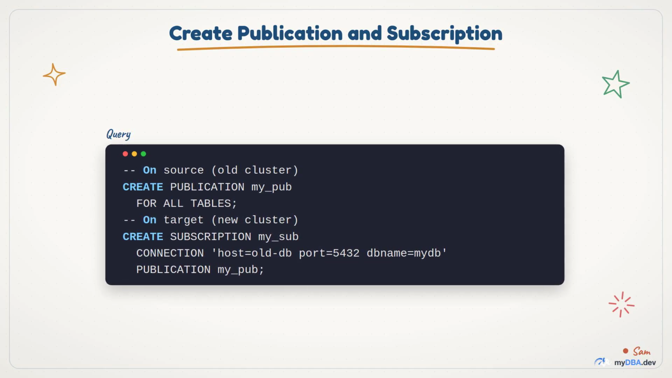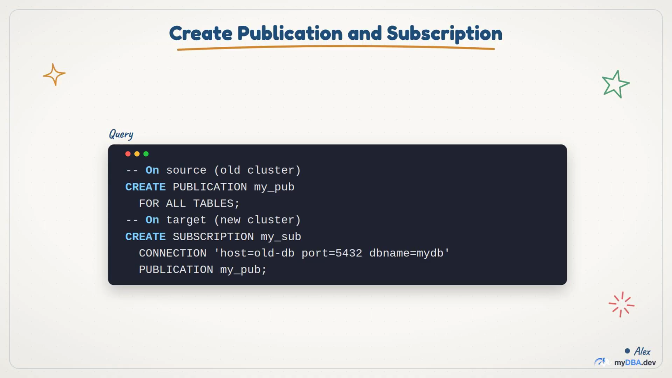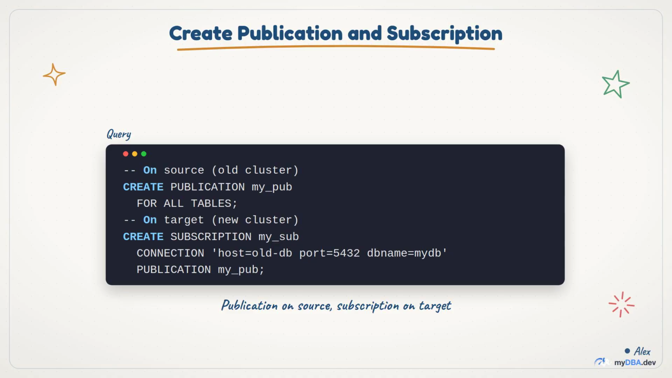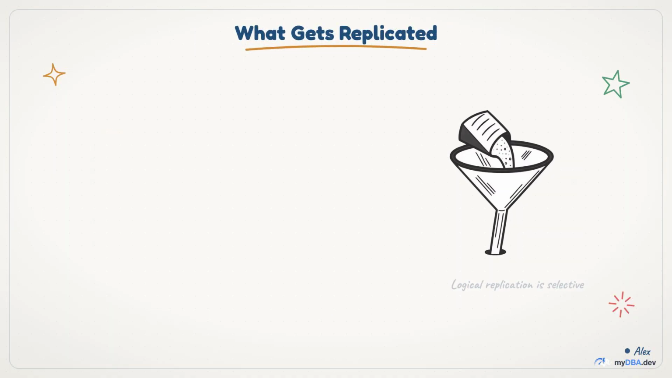And that kicks off the initial data sync? Exactly. The subscription will do a full table copy first, then switch to streaming changes. You can monitor progress by querying pg_stat_subscription on the target, and watch the state column until it shows streaming for the subscription. Here's a critical point.